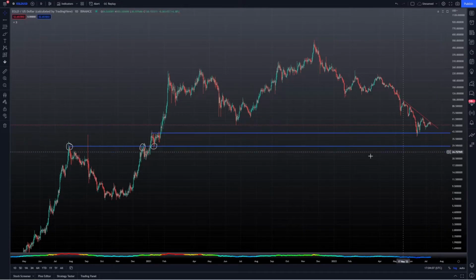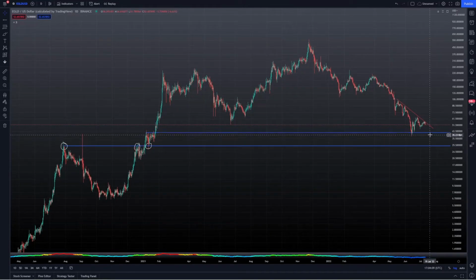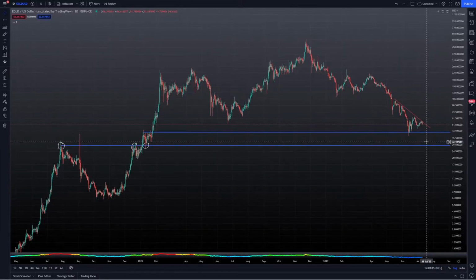So my expectation though is that if we are starting to retest this $29 area of support, this will absolutely hold. I think we're going to be seeing a pretty strong bounce off this level and probably taking out this downward sloping resistance further down the line if that actually transpires.